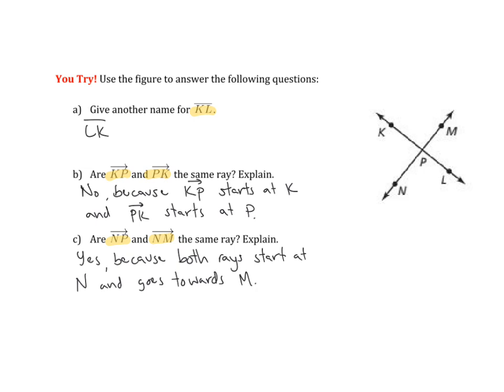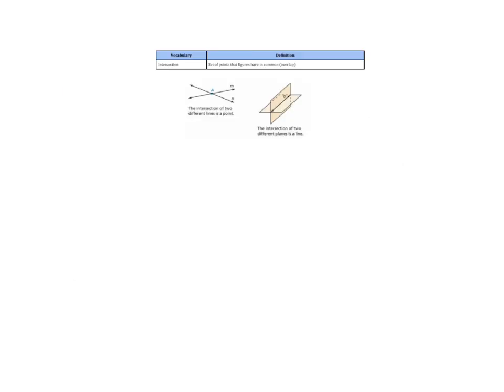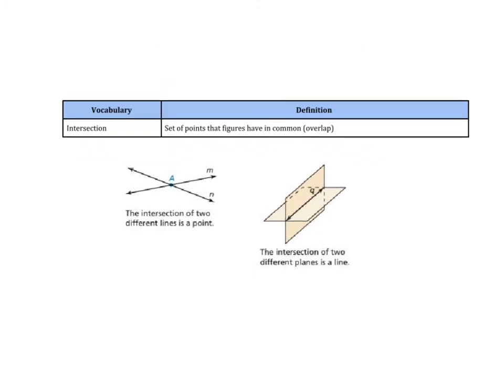All right, so one last thing to note, and that has to do with intersections. The intersection is a set of points, or it could be one point. But the idea is that it's where your figures or your pictures overlap, or have in common. That's what we're looking for.